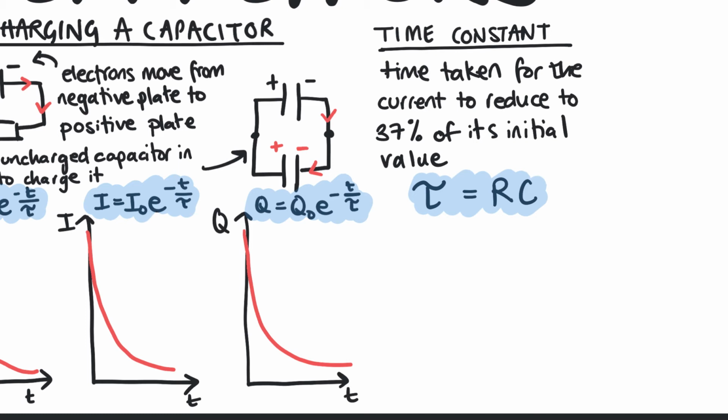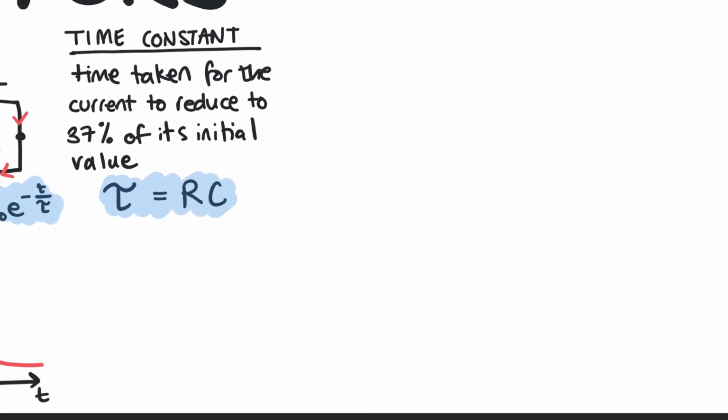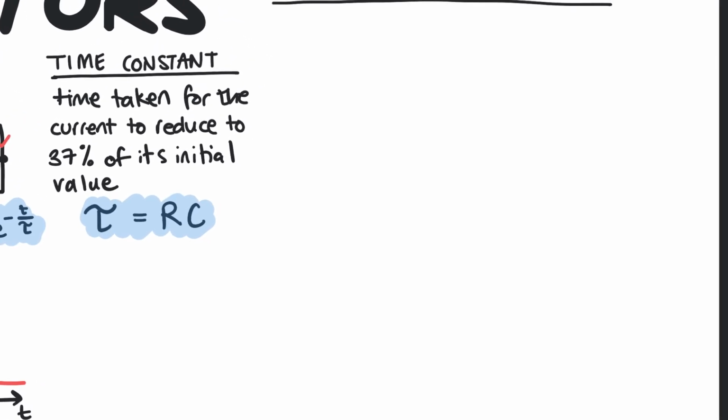So you might need to describe an experiment in how you would actually determine this time constant. So you would need to be able to recall what the experimental setup is, to be able to draw the diagram, what kind of measurements you would take, how you get your results from that setup, and then how you would manipulate the data you've collected in order to obtain the time constant.